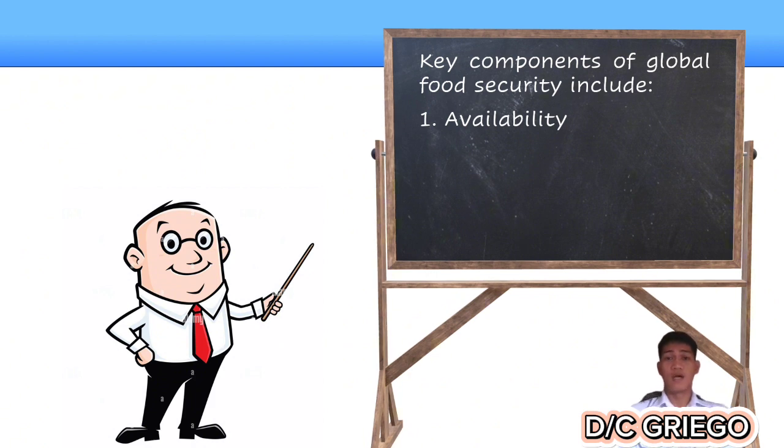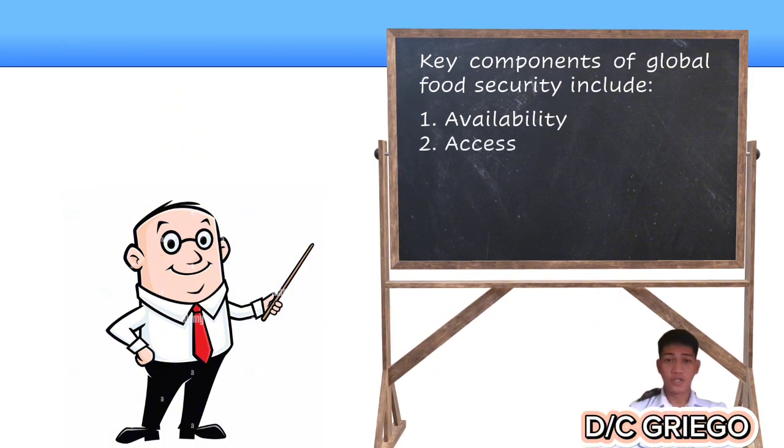This involves factors such as agricultural productivity, technology, and weather conditions. The second is access. So access: people need to have the economic and physical means to obtain the food they require. Issues such as income levels, transportation, infrastructure, and market accessibility are crucial.